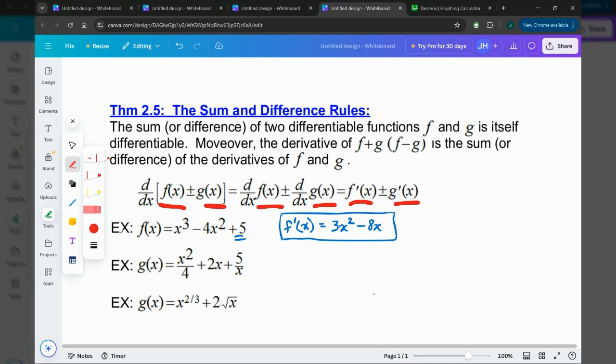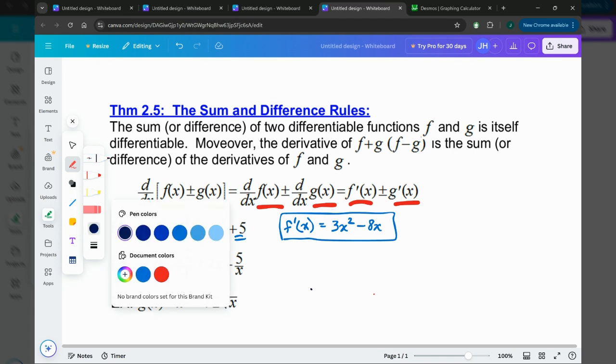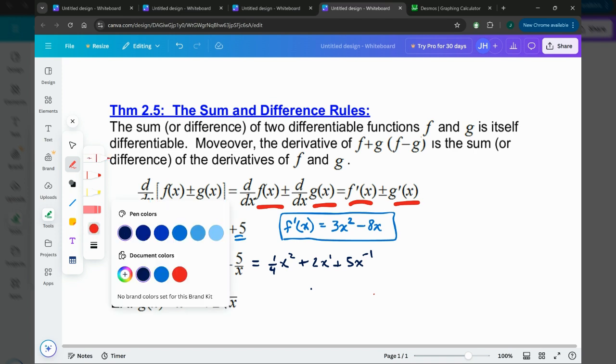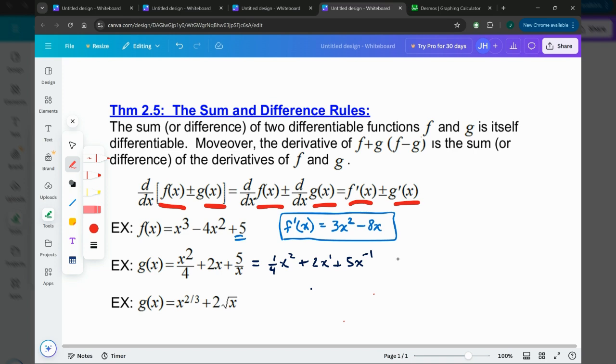Now, before I do the derivative of this next one, I'm going to rewrite it as a number times x to a power. So this would be 1/4 x squared plus 2x to the first. And I know we usually don't write to the first, but I think it will help here. Plus 5x to the negative 1. Now, that's not the derivative. That's just me rewriting the function so it's a number times x to a power. And finding g prime here will now be easier.